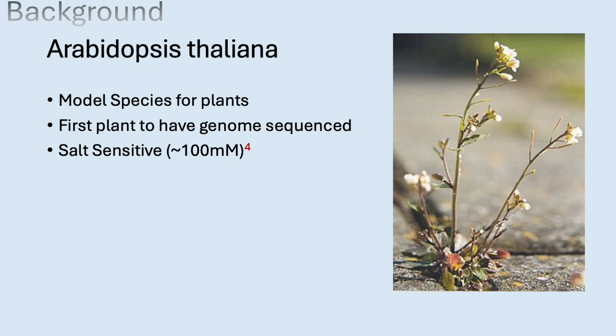When studying plants, this plant, Arabidopsis thaliana, is the model species. It was the first plant to be sequenced and has been used to study fertilizers, pesticides, growth conditions, and gene functions. It is also considered to be salt sensitive, showing stress symptoms at 100 millimolar sodium chloride.